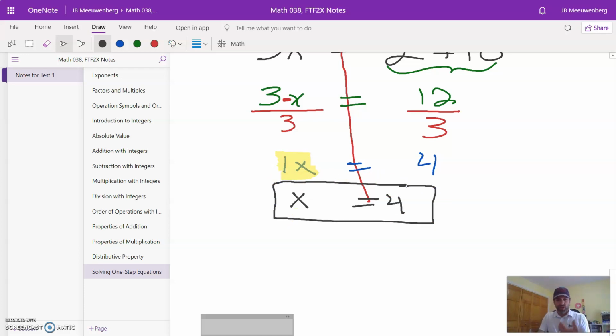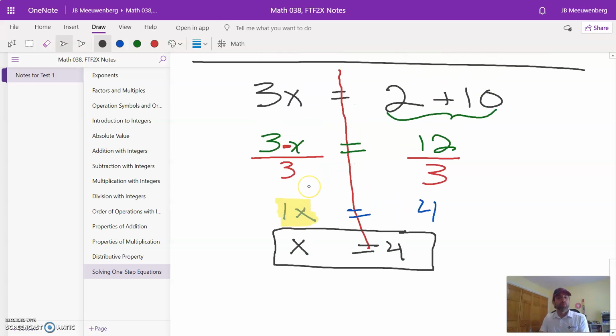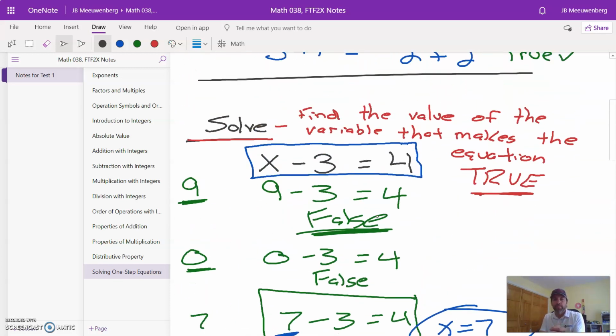So we saw a couple examples where we were adding and subtracting. We saw an example here where we had to divide. The key is doing the opposite operation. So if it's addition, you subtract. If it's subtraction, you add. In this one, if it's multiplication, you divide. And you get the variable by itself. You do the same things to both sides. The goal is always finding the value of the variable that makes the equation true.